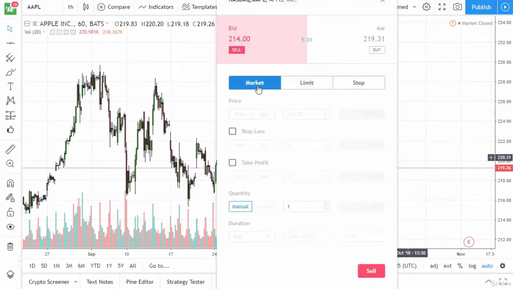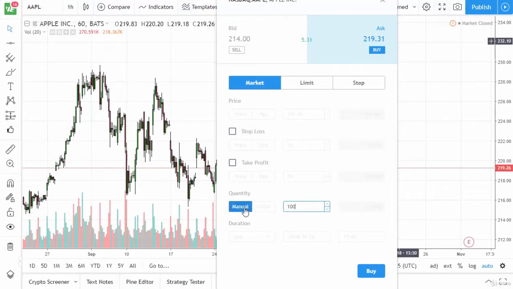And there's a market order that comes up. Now the market's closed, so the gap shouldn't be $5.31 on Apple, but it is because the markets are closed. We don't actually have any trading going on. But a market order would be simply buy or sell. So I want to sell, I want to buy. So say I wanted to buy Apple. A market order would put me in the market at the best available price for however many shares I'm willing to buy.